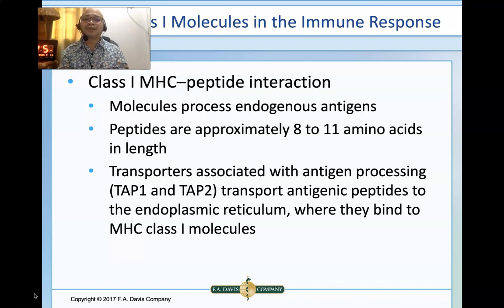So there should be about 8 to 11 amino acids, and the transporter associated with antigen processing includes the TAP 1 and the TAP 2. So TAP refers actually to the antigenic peptides, and these are found in the endoplasmic reticulum. Okay, so please watch the animation that I will be uploading together with this particular module so that you'll be able to understand what I'm referring to.